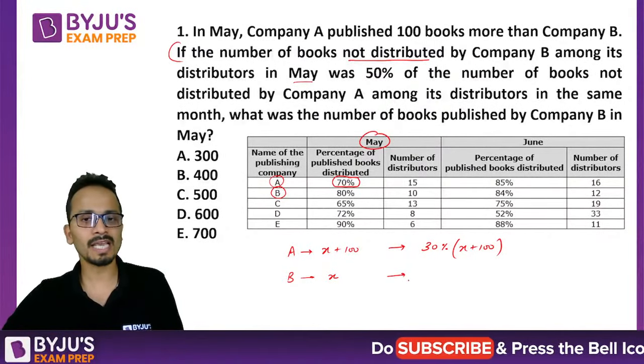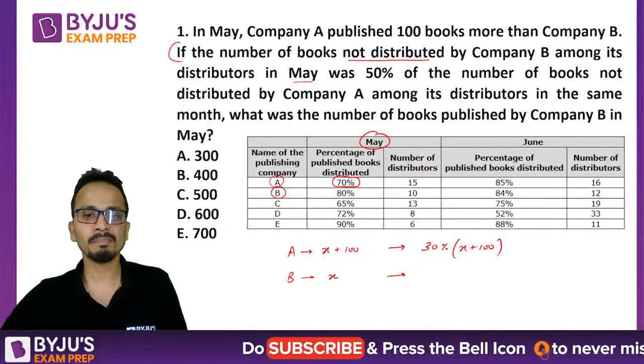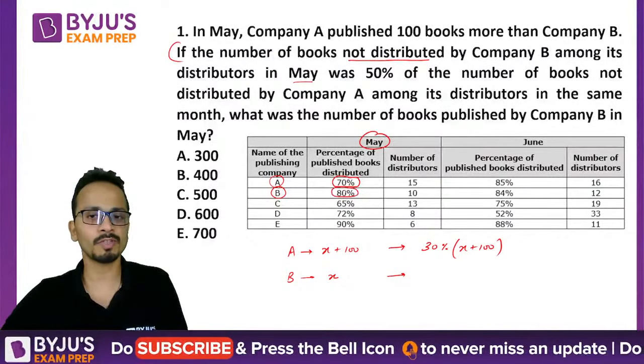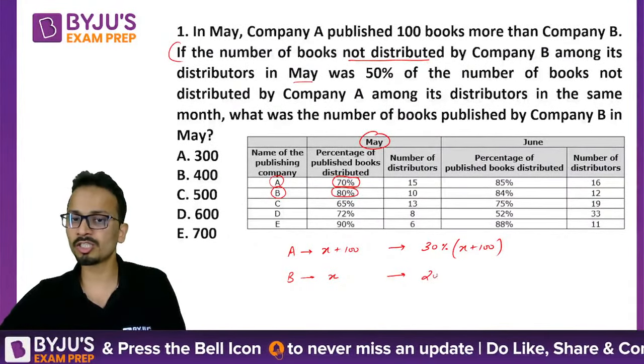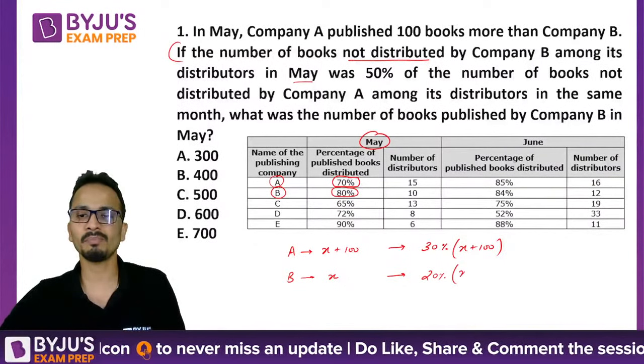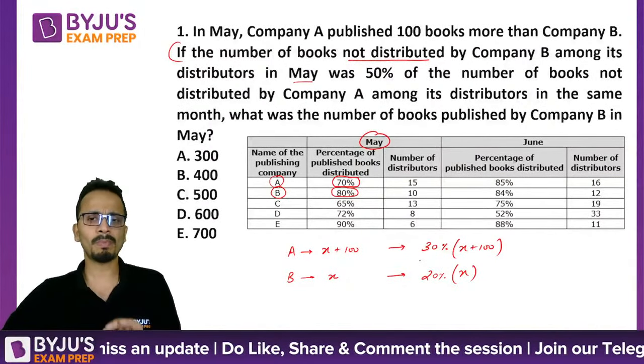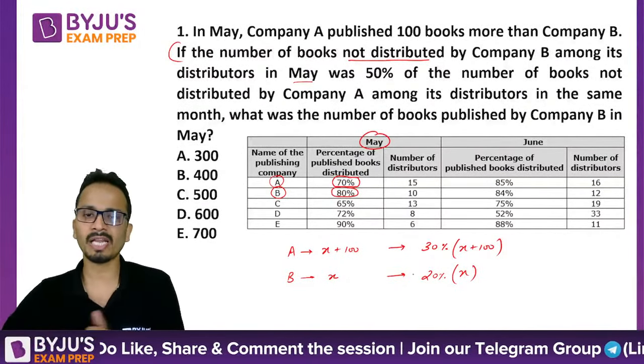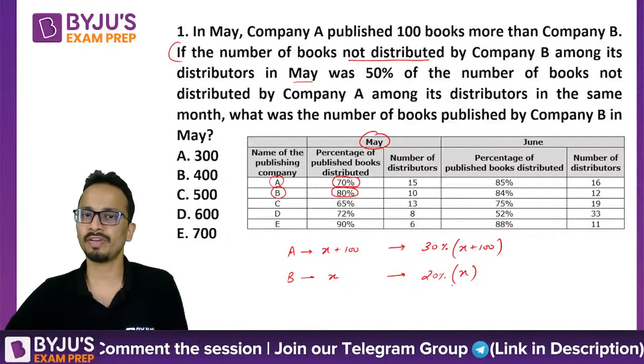Similarly, I'll write the same thing for Company B. Company B could distribute 80% of the books, so they could not distribute 20%. The remaining 20% will not be distributed. So by A, 30% of X plus 100, and by B, it is 20% of X.